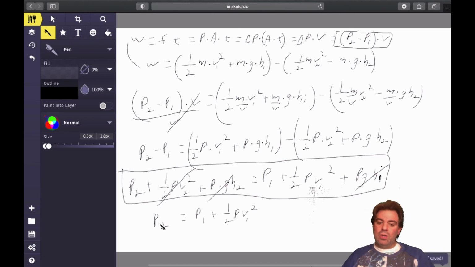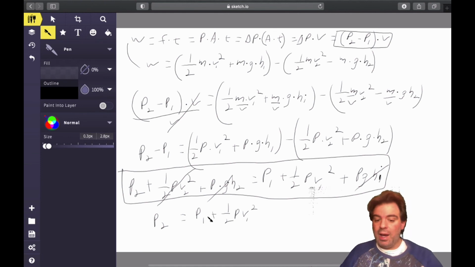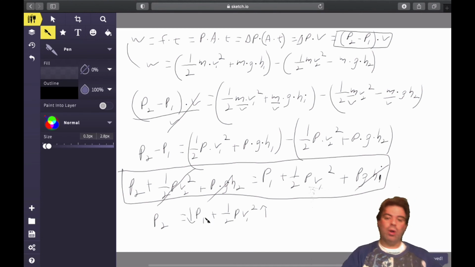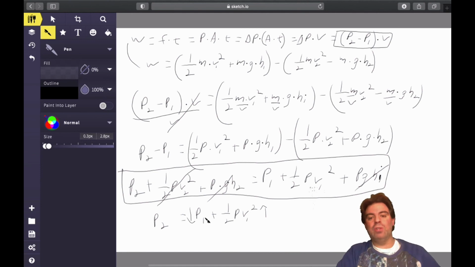So look at this equation very carefully. What does this mean? This means that when we have a steady flow of particles with a certain velocity, as velocity goes up, in order to keep this equal to pressure 2, what's going to happen? Pressure is going to drop. And that's at the core of Bernoulli's principle. When the flow of particles increases in velocity, the pressure will go down.